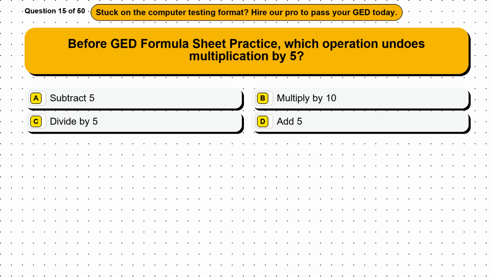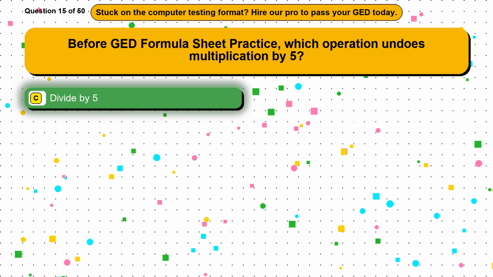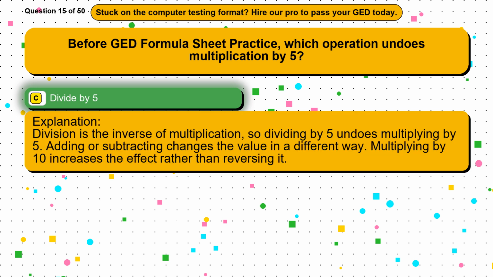Question 15. Before GED formula sheet practice, which operation undoes multiplication by 5? Option A, subtract 5. Option B, multiply by 10. Option C, divide by 5. Option D, add 5. The correct answer is option C. Divide by 5. Division is the inverse of multiplication, so dividing by 5 undoes multiplying by 5. Adding or subtracting changes the value in a different way. Multiplying by 10 increases the effect rather than reversing it.